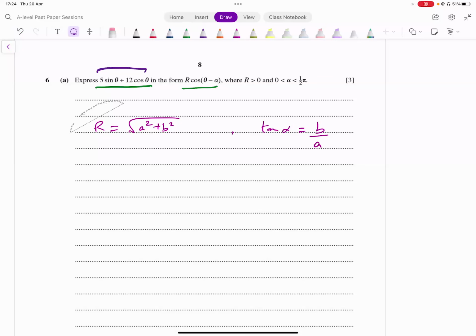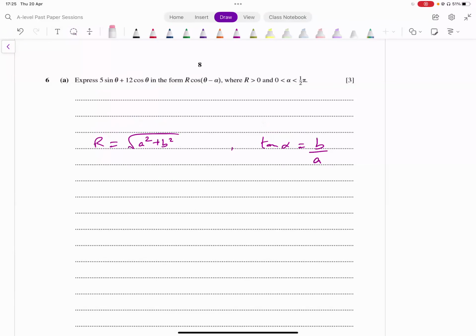So let's do that. You can write it like this. First of all you would say this expression 5 sin theta plus 12 cos theta can be written as 12 cos theta plus 5 sin theta. इसको पहले आपने करेक्ट ऑर्डर में लिख लेना है, ठीक है? बिकॉज यहाँ पे cos पहले आ रहा है इस फॉर्म में, तो आपने इसमें भी cos पहले लिख लेना है.